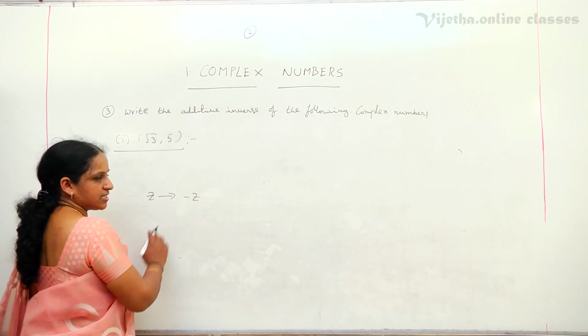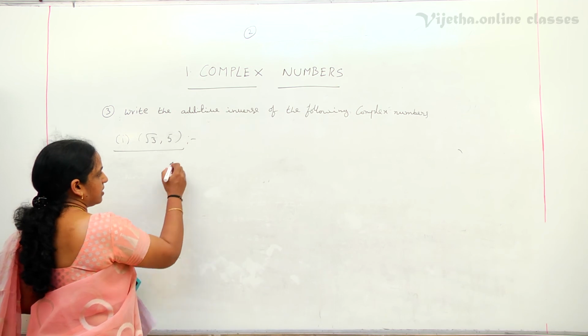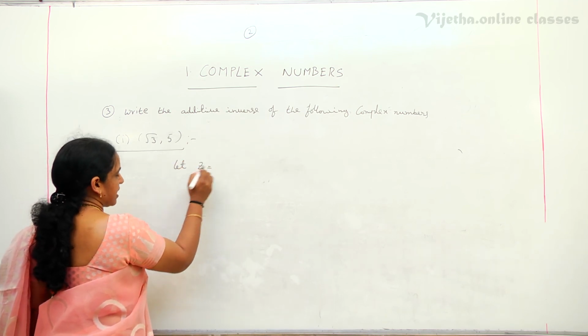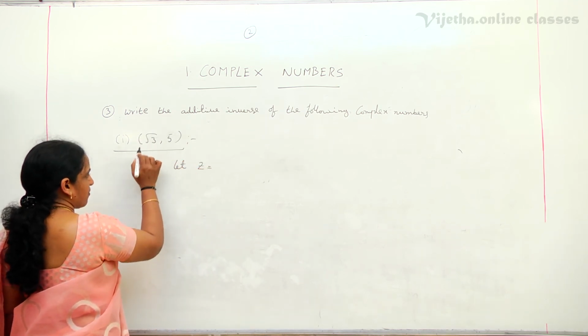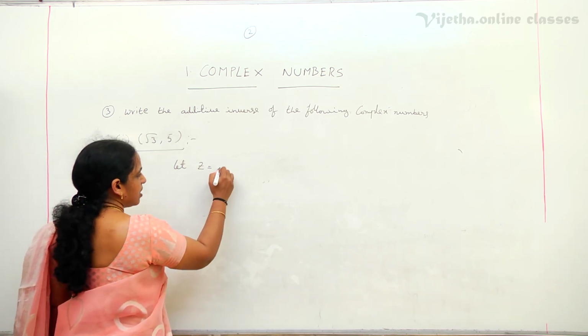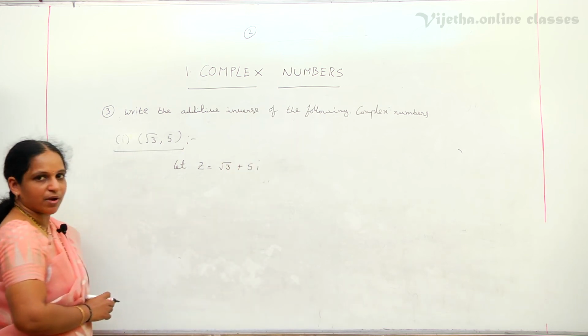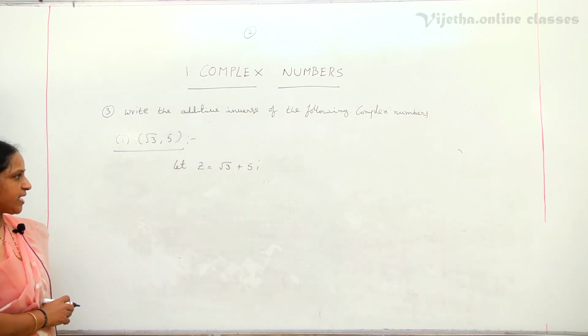The additive inverse of Z is minus Z. For example, let Z equal to, here the given complex number is in the form of an ordered pair, root 3 comma 5. That means Z equal to root 3 plus 5i. Real part plus imaginary part.